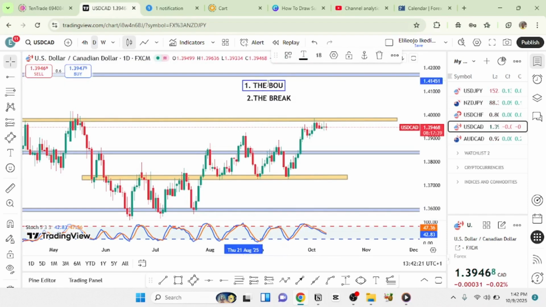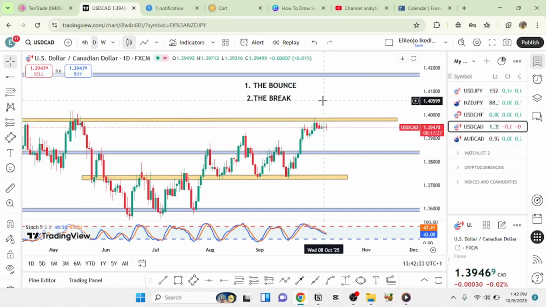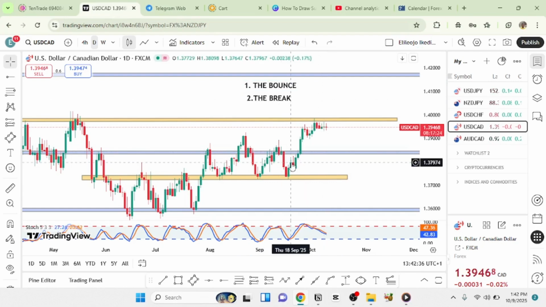It's not every bounce that you trade. You want price to give you a convincing bounce or a convincing break. It's very important to wait for a convincing bounce. When I say a convincing bounce or a convincing break, take a look at this. This first daily candle closed below this resistance, but the next daily candle not only broke above it, it broke above it with a lot of pips. So you want to wait for a convincing bounce or a convincing break.